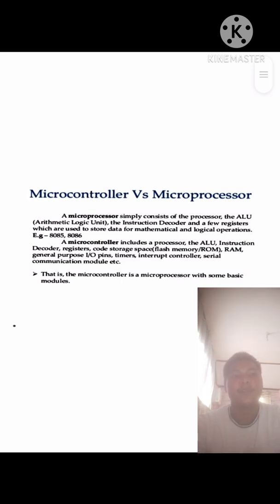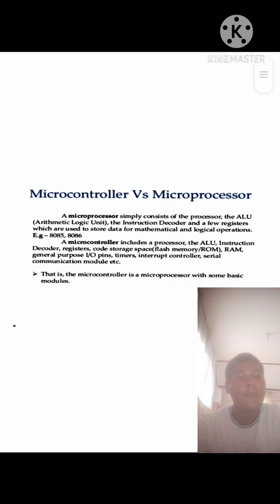What is a microprocessor? A microprocessor simply consists of the processor, the arithmetic and logic unit, the instruction decoder, and a few registers which are used to store data for mathematical and logical operations.